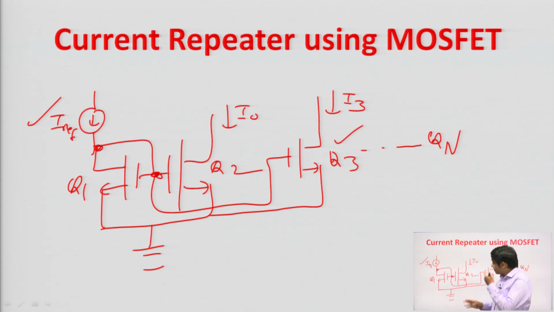It is very much useful in IC designing, especially this current repeater using MOSFET. In today's era, since in ICs only MOSFETs are fabricated, this current repeater using MOSFET is very much used. So, in this class I have discussed the current mirror. What is a current mirror? Ideally, the input resistance of the current mirror should be 0 and the output resistance should be infinite in order to avoid signal loss. Then I discussed the basic current mirror using BJT, the basic current mirror using MOSFET, the problems associated with the basic current mirror using MOSFET, and after that the current repeater using BJT and MOSFET.